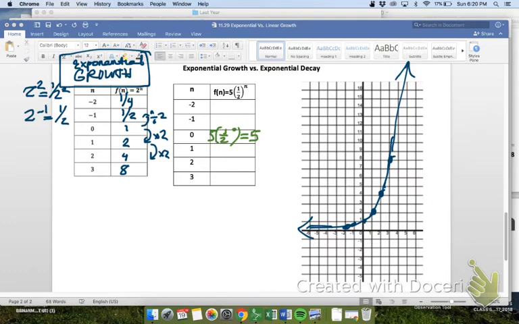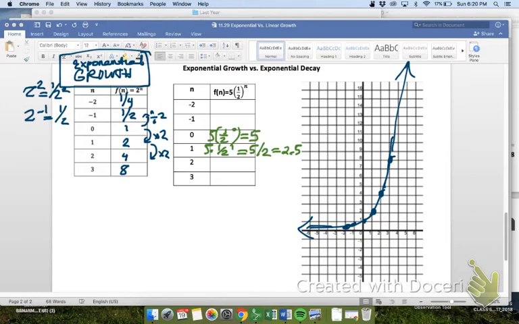Now, when I plug in 1, it would be 5 times 1/2 to the first power. So that would be 5 divided by 2, which is 2.5, right? Now I could also start thinking about this recursively, as repeated multiplication by 1/2. So I could take 2.5 and multiply it by 1/2 to get my next number.